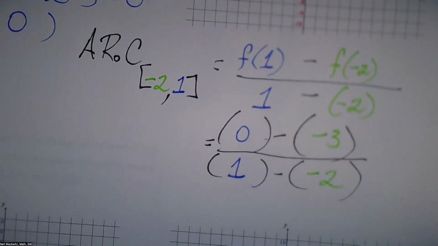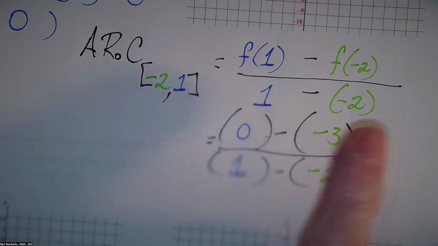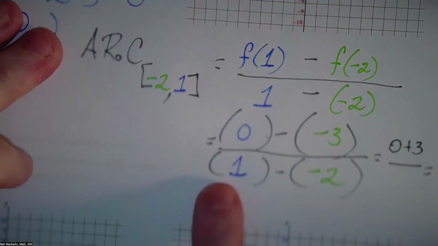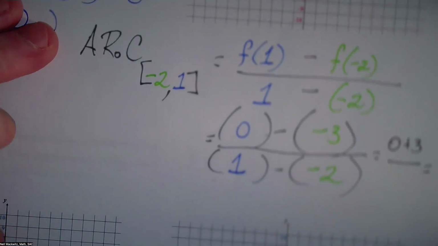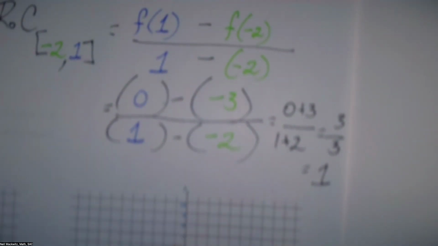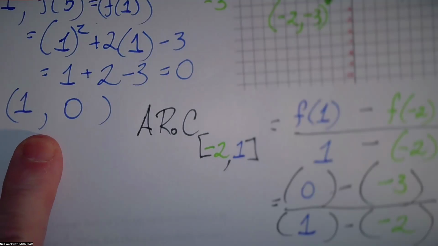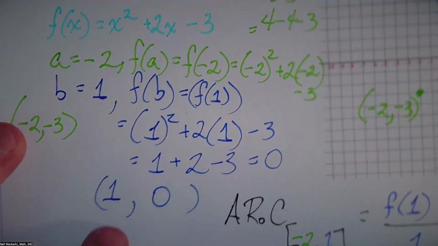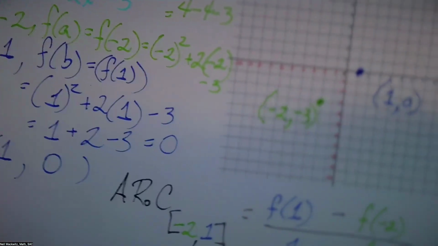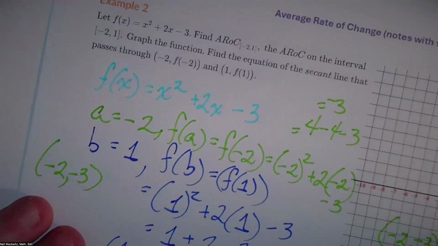We said that f of 1 was 0, and the x value was 1. And now this is kind of easy. 2 negatives make a positive. 0 plus 3 is just 3. 1 plus 2 is also 3. 3 divided by 3 is 1. So the average rate of change between these 2 points on our graph is 1. Let's put the graph in there so that we can start to fill things out.